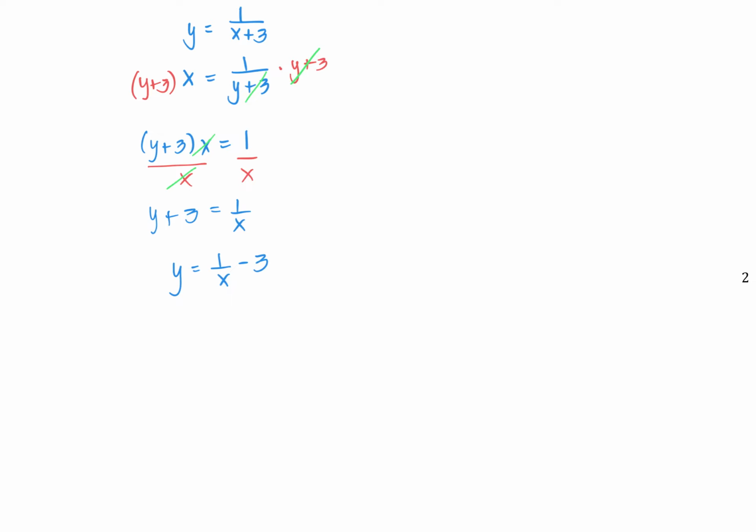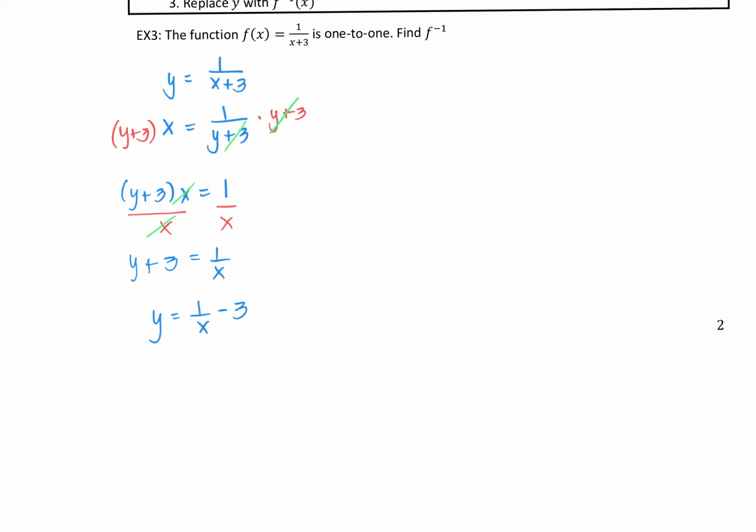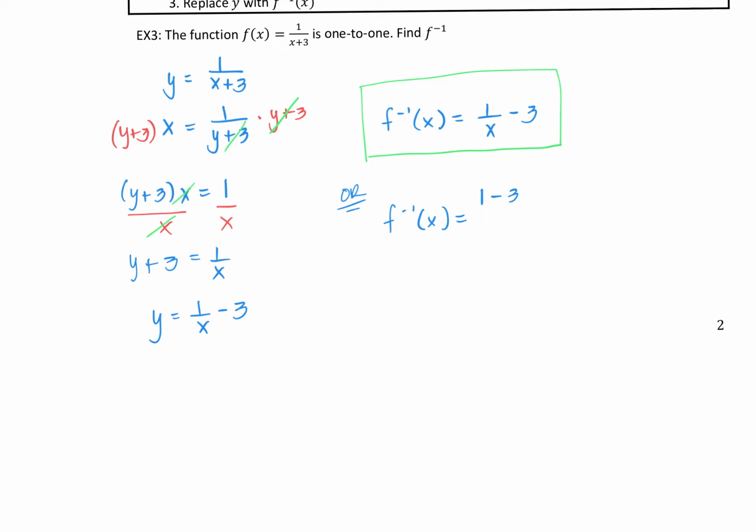So last thing we do is we replace the y with the function, or the inverse function notation, to get f inverse of x equal to 1 over x minus 3. And that's how you find the inverse function. Exchange x and y, solve for y, write with inverse notation. It should be noted that if you would like, you can also combine this into one fraction as 1 minus 3x over x. I don't think MyLab will be picky about that.